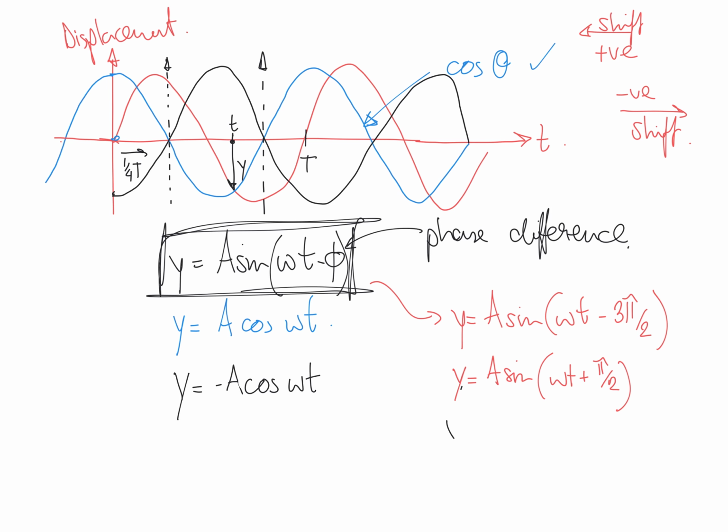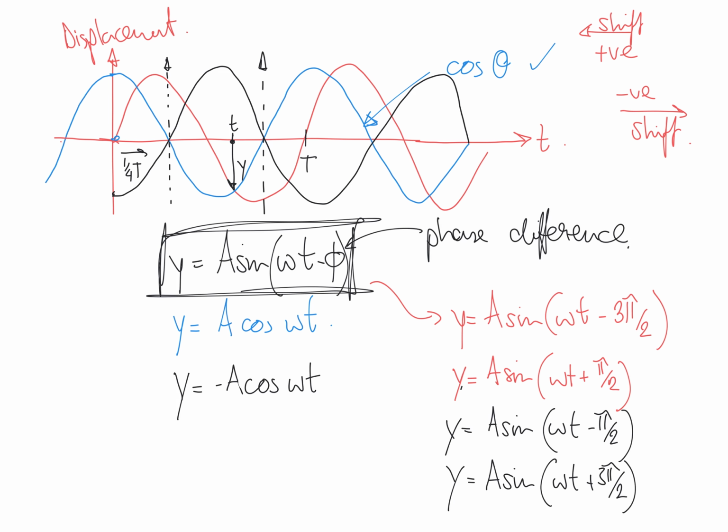So that would be y equals a sine omega t minus pi over 2. Or I could move the other direction, and the other direction would be positive 3 pi over 2. So all of them are the same.